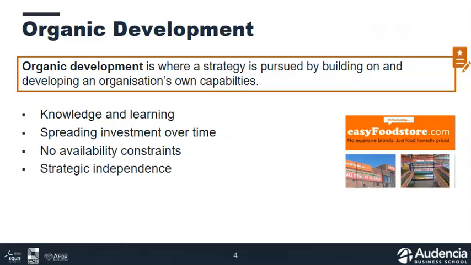Fourth, question of strategic independence. An organization does not need to make the same compromises as it might be necessary if it made an alliance or a partnership with another organization. We are very independent. We do what we want. We don't have to give in or give up something with organic growth.